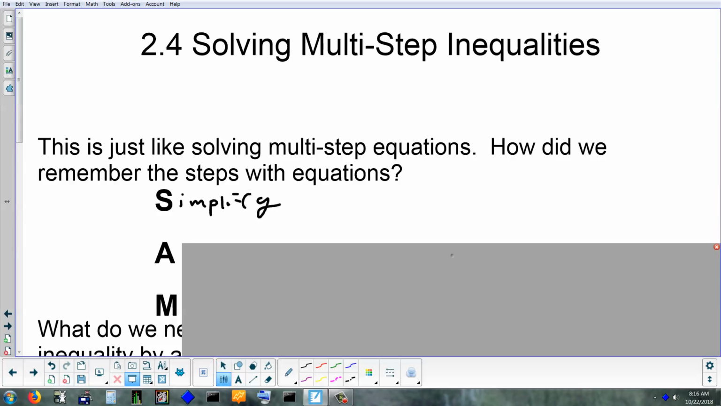Now, under simplify, what does that mean to do? There's 2 things, and we have to do them in a certain order. We actually did both of them in the warm-up. Yep. Distribute, and then CLT, combine like terms. So distribute and combine like terms.